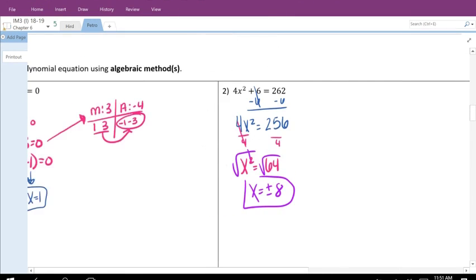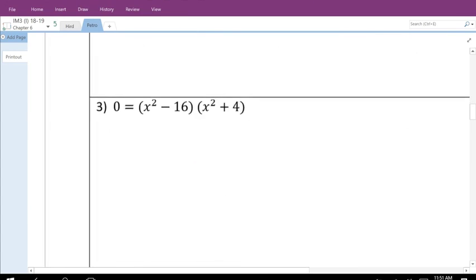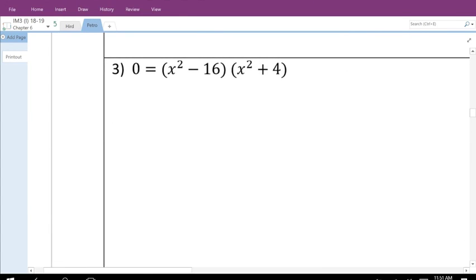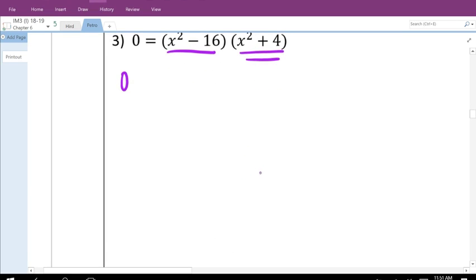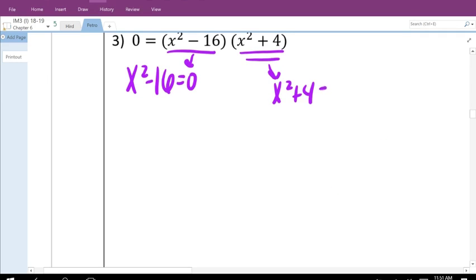Okay, let's look at number 3. This one's actually pretty easy because look, there are no x terms, are there? So we're going to be able to do it, but we have to figure out how first. Whenever you have 2 factors like this, you can set them both equal to 0 and solve. So I can set this guy equal to 0 and this guy equal to 0 and solve. I'll put it in order: x squared minus 16 is equal to 0, and then x squared plus 4 equals 0.